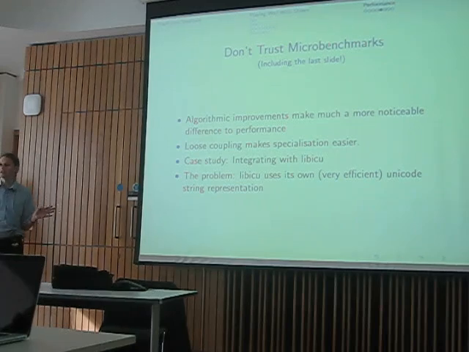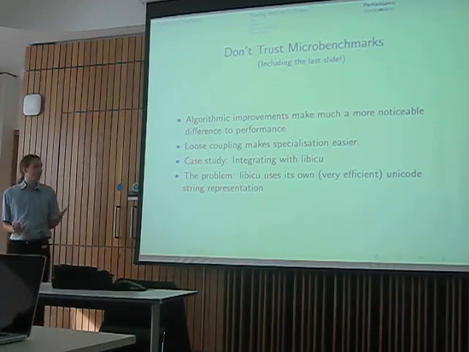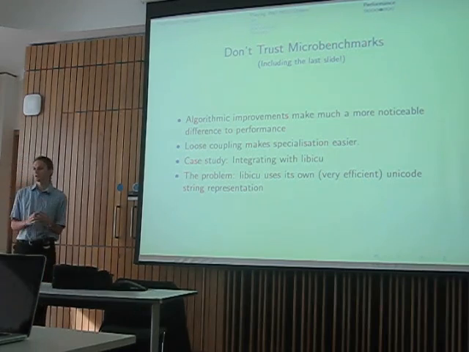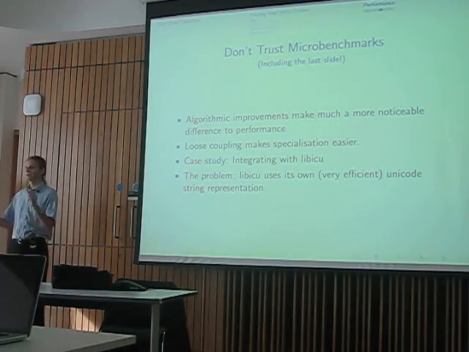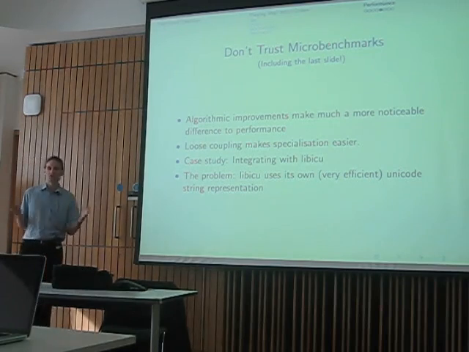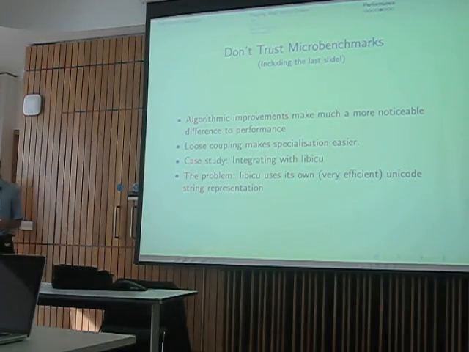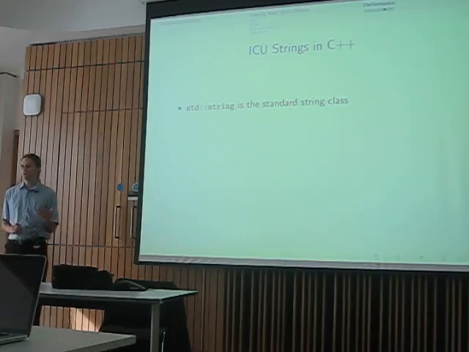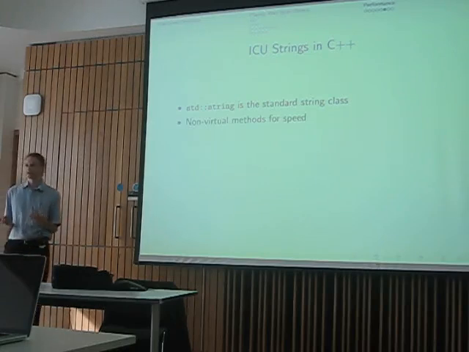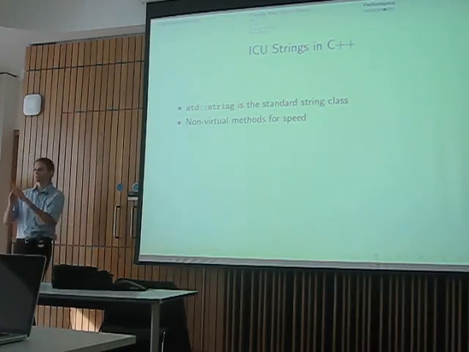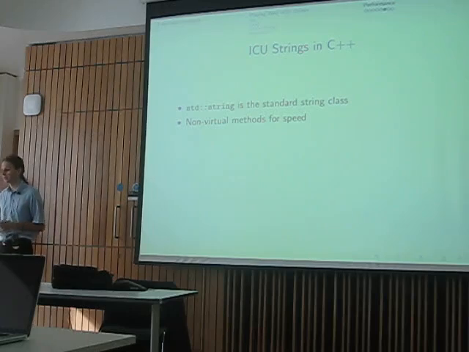I said I'd talk about ICU. I'm going to do that now. ICU has its own internal string representation, which just has a couple of primitive methods, one for getting a group of characters and one for finding the length of the string. And if you use ICU in C++ code, C++ has this standard string class, and because C++ is all about the speed and all about the optimization, there's no late binding here, it's all non-virtual, it's all stuff that can be inlined, so it's all really fast.